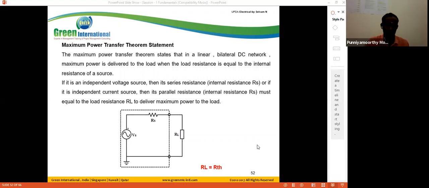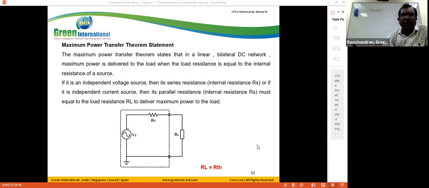Now we go to the next theorem, the maximum power transfer theorem. This is also similar to Thevenin's and Norton's theorem. It is the next version of Thevenin's theorem. Once again, the complex circuit is converted to a simple circuit. The simple circuit consists of a voltage source and internal resistance, or a current source and internal resistance, depending upon our requirement.